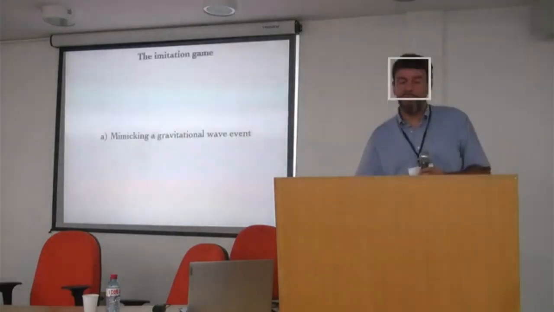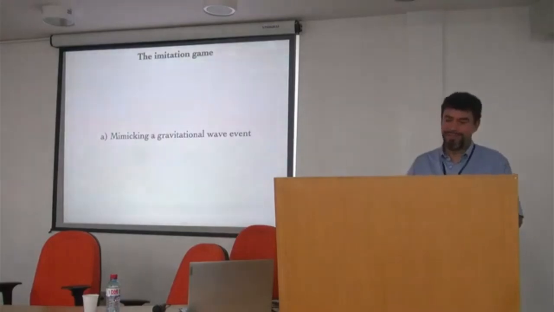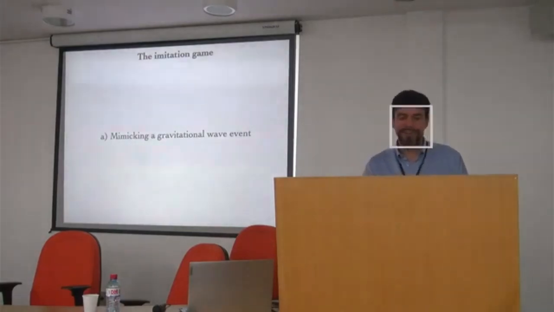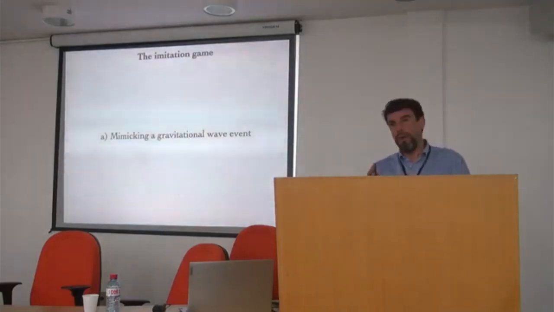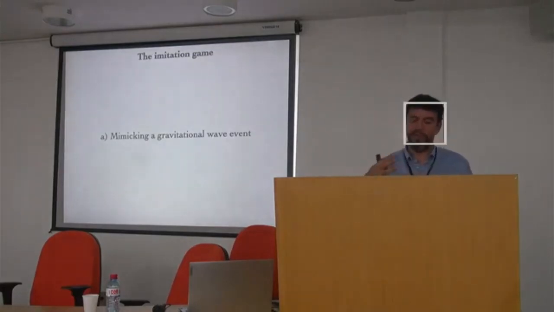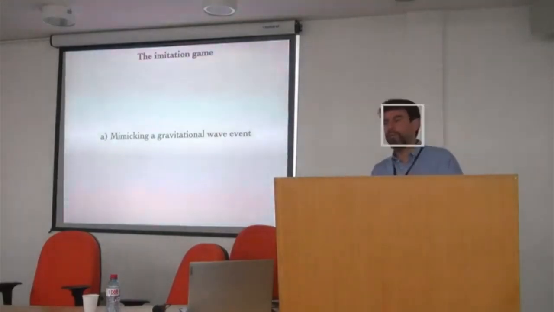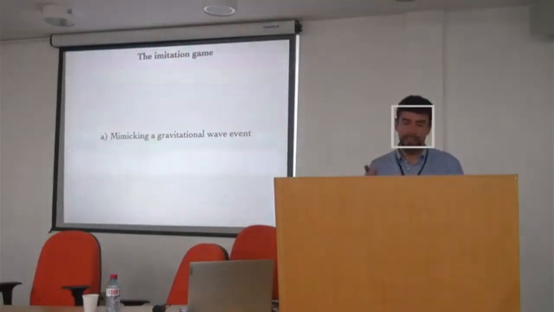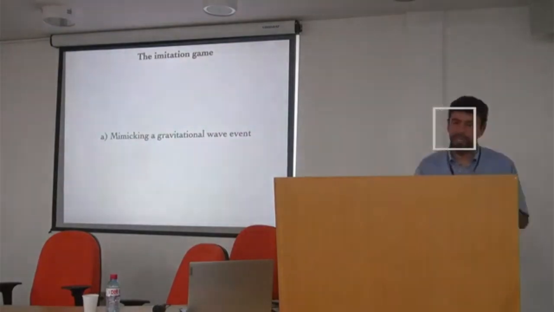And so I would like to give you a couple of examples of what I call the imitation game. Of course, I didn't invent this expression. There's a very nice movie called Imitation Game. So I would like to tell you how these bosonic stars can imitate the state-of-the-art phenomenology and observations that we have about the most compact objects in the universe. I will give you an example about gravitational waves, and then an example about black hole imaging. So let me start with mimicking a gravitational wave.